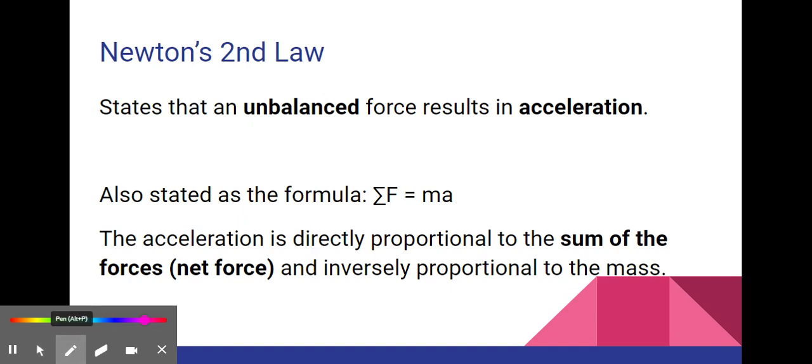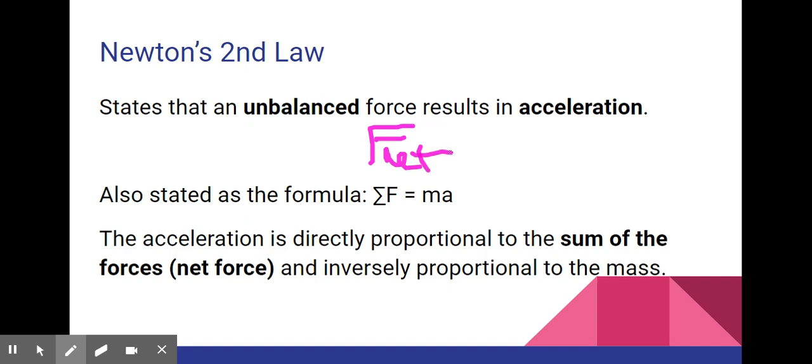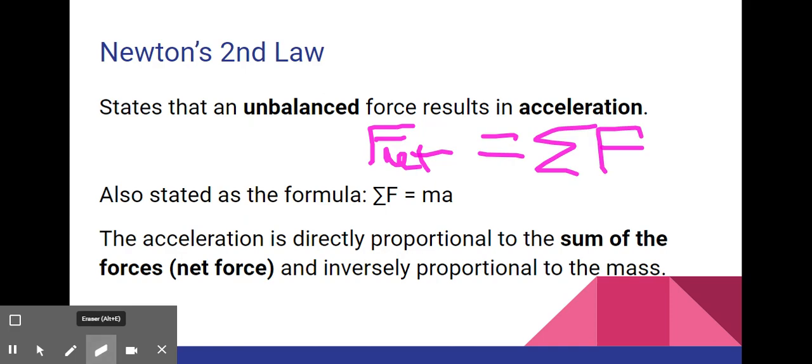So you could call this sum of the forces or the net force. Sometimes you'll see me write it as F net, or you could see sum of the forces. They mean the same thing, okay? So this acceleration that you get from your object, from the unbalanced forces, is going to be inversely proportional to the mass. Okay, so these are important relationships to remember and to think about.